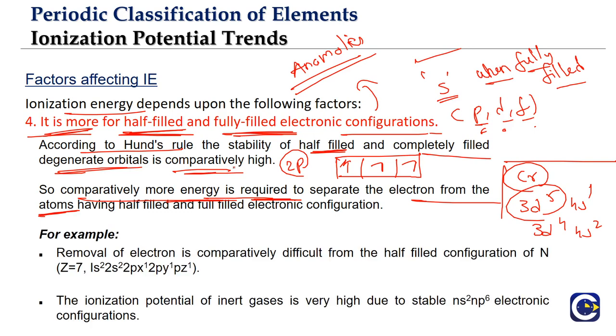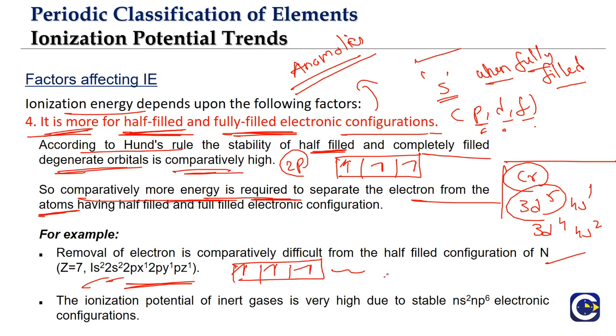Now just to look at some examples, if we talk about nitrogen, what is the number of electrons? The atomic number of nitrogen is 7, right? So what is the arrangement? 1s2, 2s2, and 2p has 3 electrons, 2p3. How can we write it as per the degenerate levels? 2px1, 2py1, 2pz1. All the degenerate orbitals are half filled.